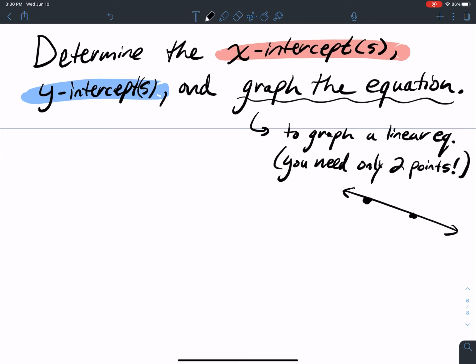Now, if it's a vertical line, really all you need is 1 point. Or if it's a horizontal line, all you need is 1 point. So that kind of makes it a little bit easier. But for sure, 2 points will get you any line, whether it be vertical, horizontal, or slanted. So if we find intercepts, we should be good to go, unless that intercept is the origin. That would be the one scenario where we'd need another point.